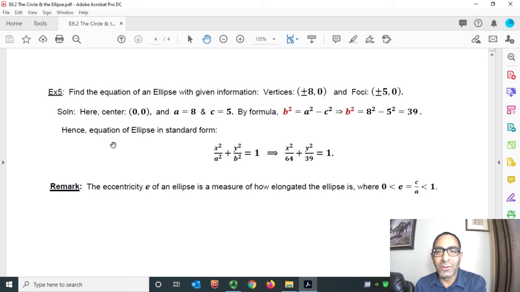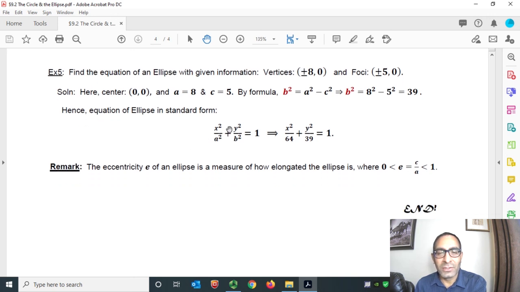So now the equation of the ellipse in standard form. This is the formula: x square over a square plus y square over b square equals 1. So we have the value of a square is 64, b square is 39. So let's put it here. In the last line, x square over 64 plus y square over 39 equals 1. This is the equation of the ellipse with the given information.